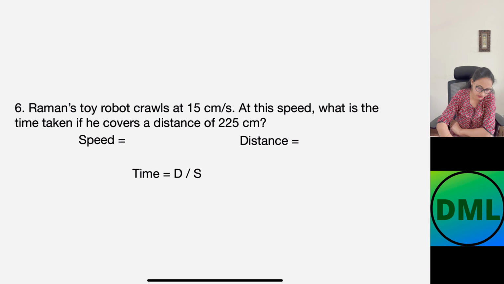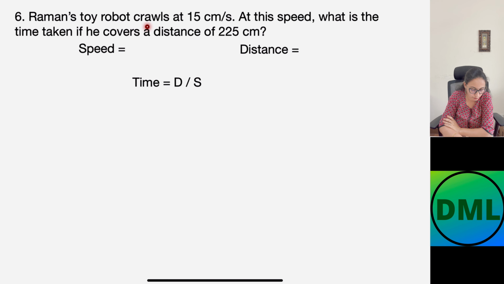Let's see the next question here. Raman's toy robot crawls at 15 centimeters per second. At this speed, what is the time taken if he covers a distance of 225 centimeters? What is given to you? Just write down first. This is centimeter per second. From that, this is given as the speed. Let's write down the speed as 15 centimeter per second.